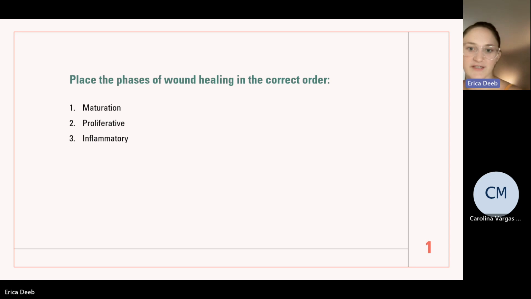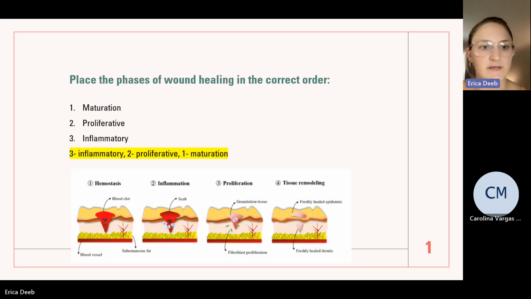So the first question, we have place the phases of wound healing in the correct order. So the three phases are maturation, proliferative, and inflammatory. So for this one, the answer is going to be, so the first stage is the inflammatory stage. The second stage is the proliferative phase. And then the third stage is going to be the maturation phase.